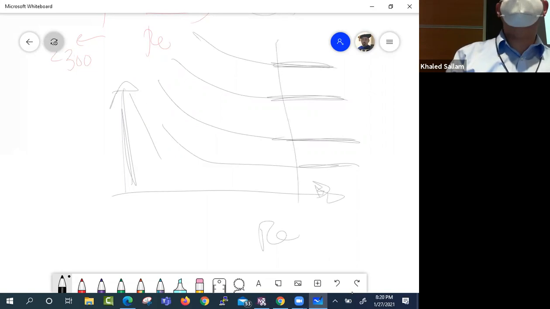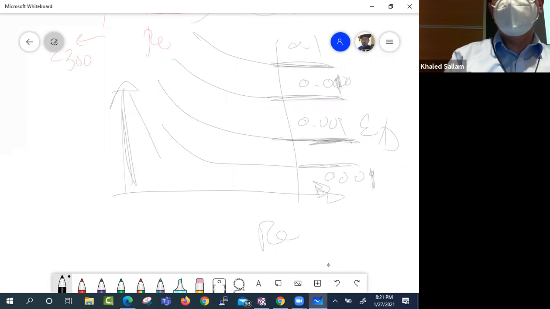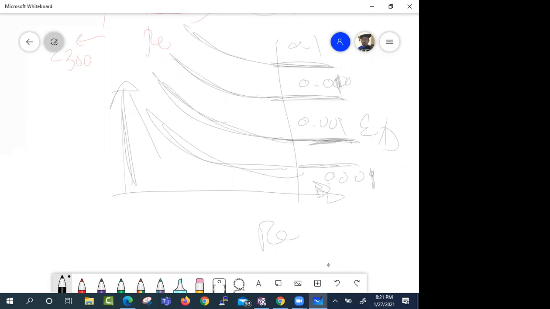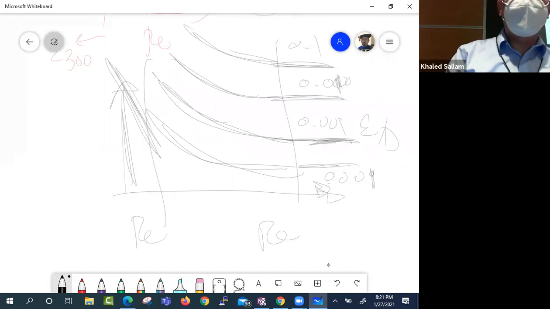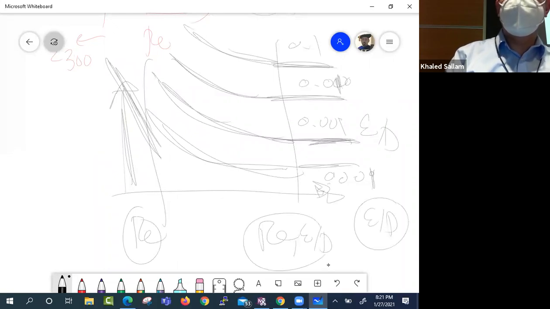it doesn't matter what the Reynolds number is. The only thing that matters is epsilon over d. If your epsilon over d is like 0.01, you get this. 0.1, you get this. 0.0001, you get this. Here, the Reynolds number did matter. And here, only the Reynolds number matters. So Reynolds and epsilon over d, and eventually just epsilon over d.